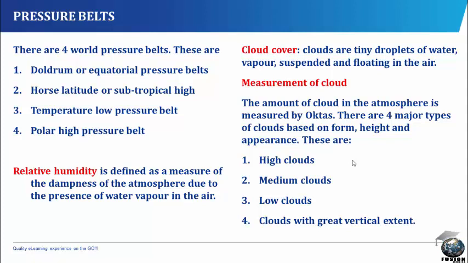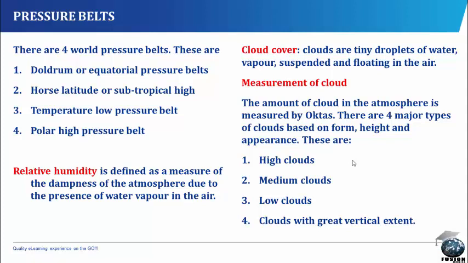The 4 world pressure belts are: 1. Doldrum or equatorial low pressure belt. This belt is found around the equator, between 5 degrees north and south of the equator. Owing to intense heat, the pressure is low and all winds blow to converge in this belt.